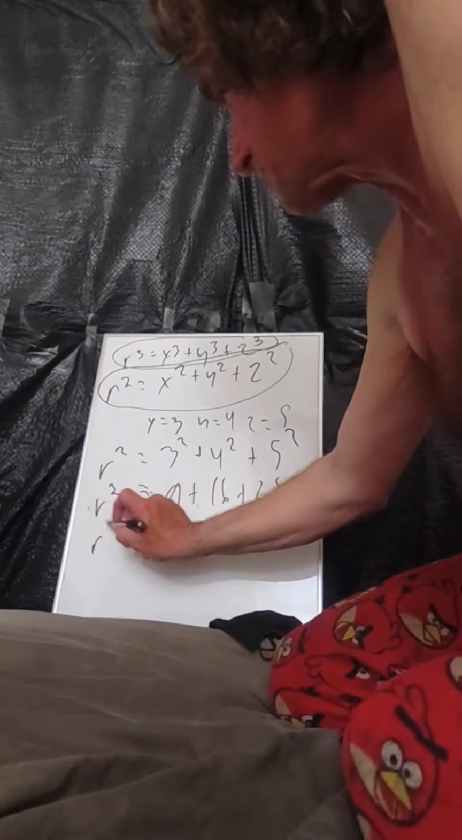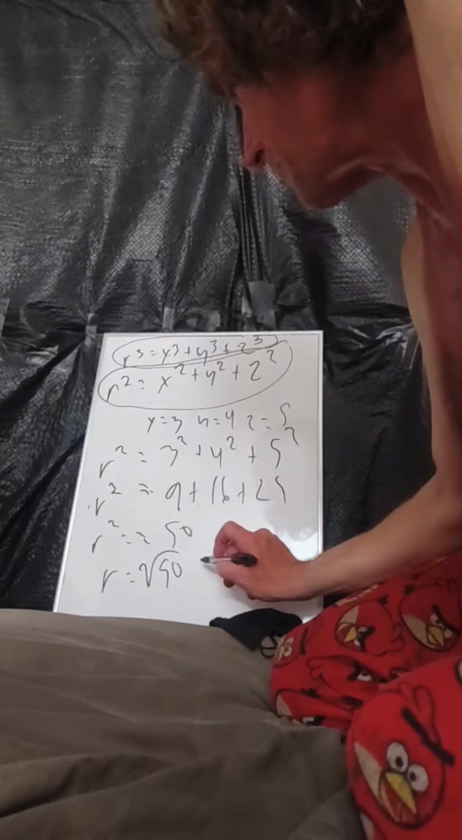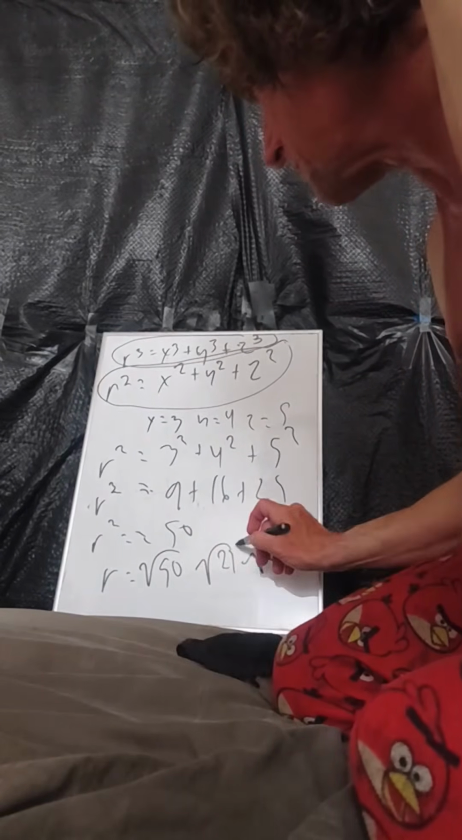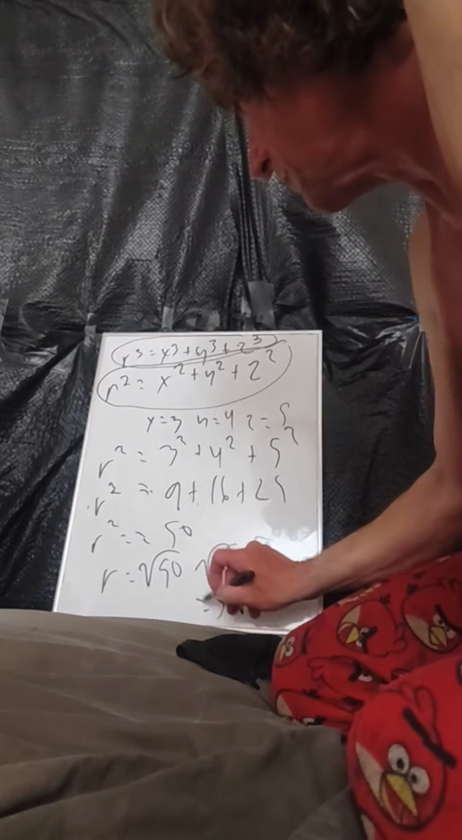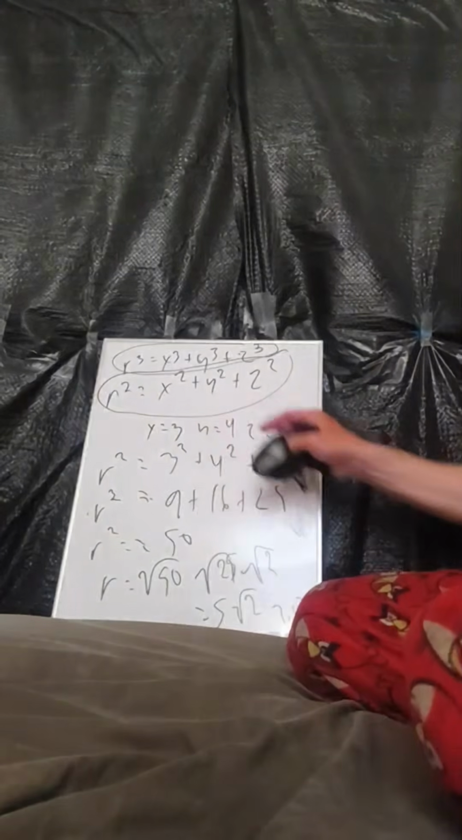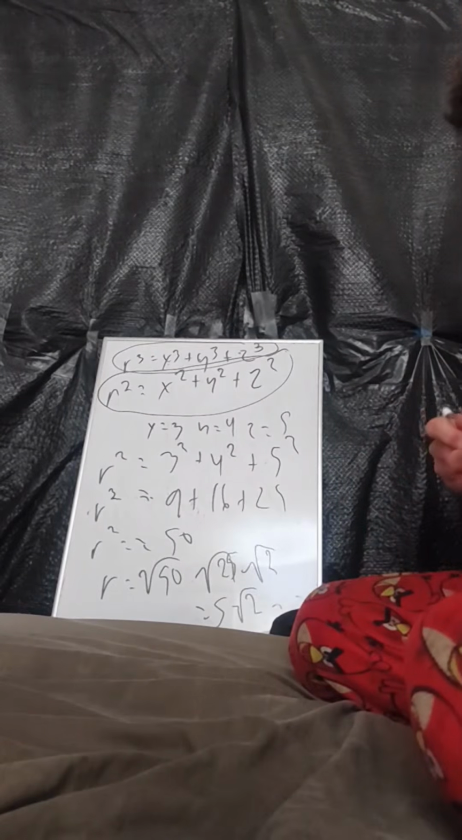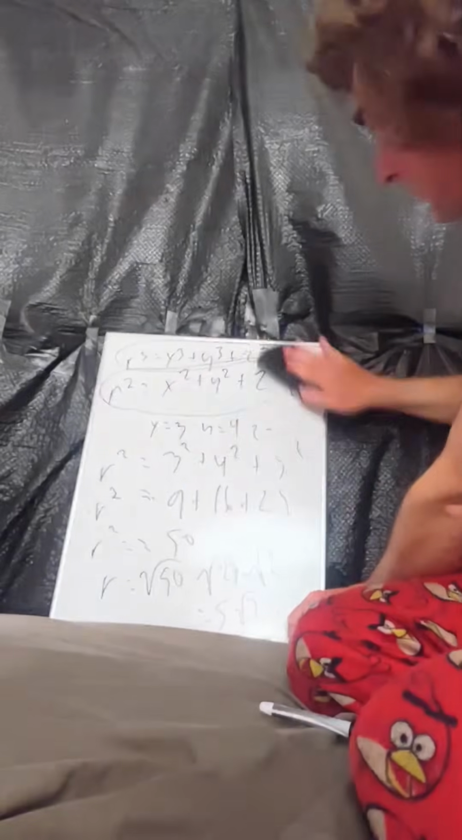So if r squared equals 50, then r equals the square root of 50, which is the square root of 25 times the square root of 2. But since the square root of 25 is 5, it's equal to 5 times the square root of 2, which is like 7.07 or something like that. So that's the actual equation for a sphere. It doesn't add another dimension to the equation. It just adds another term, but they're all second powers, not third.